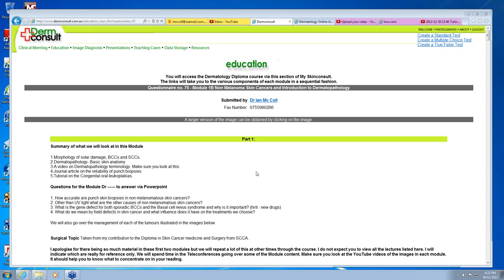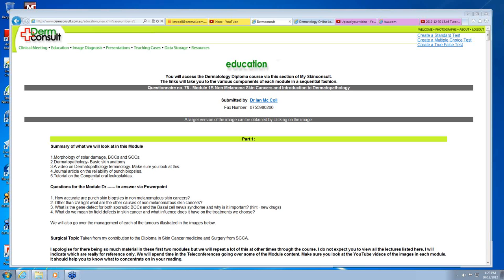What are we going to look at in this particular module? Well, we're going to look at the morphology of solar damage, a little bit on BCCs and SCCs. We're going to do a bit on basic skin anatomy. We'll look at a video on derm path terminology, and a little article on the reliability of punch biopsies, and a tutorial on the congenital oral leukoplakias.